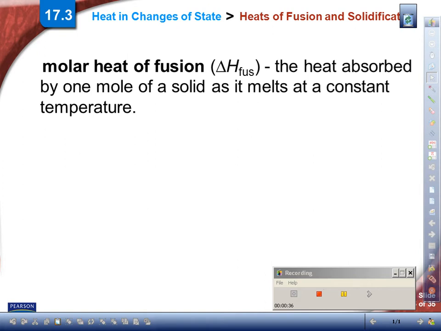Anytime we have heat put in or taken out, but no temperature change, that is latent heat. Now there's actually six different heats that we need to look at. The first one is the hardest to remember because its name doesn't really tell you what's going on, and that's the molar heat of fusion.